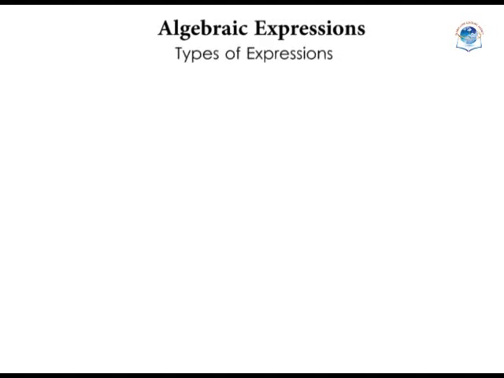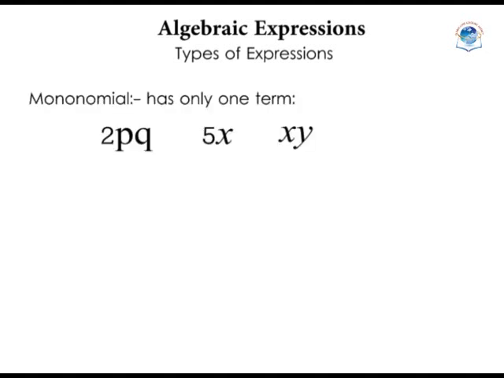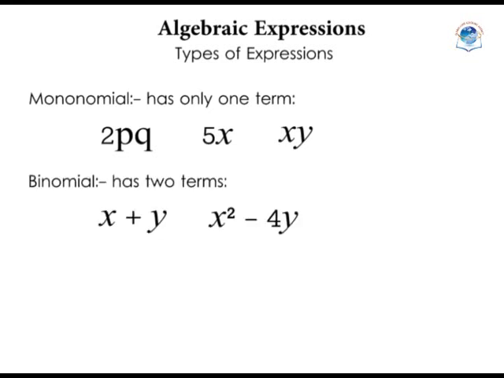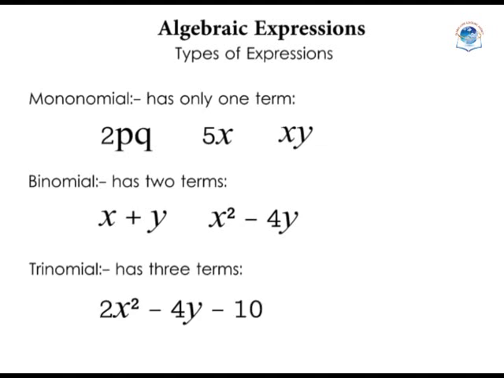An algebraic expression with only one term is called a monomial, like 2pq, 5x, xy, and so on. An expression with two terms is called a binomial. For example, x plus y, x squared minus 4y, and so on. An expression with 3 terms is called a trinomial, like 2x squared minus 4y plus 10. The expressions with 2 or more terms are collectively called polynomials. Poly means many.